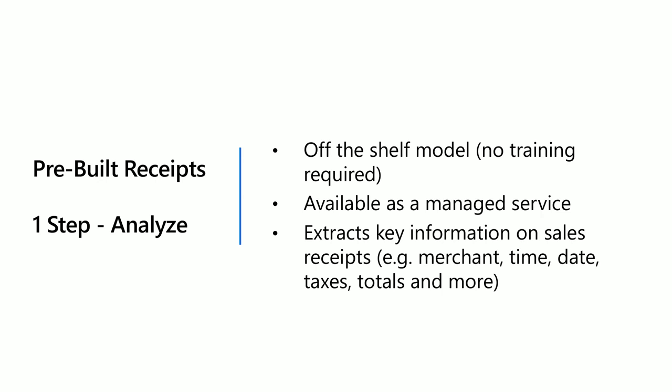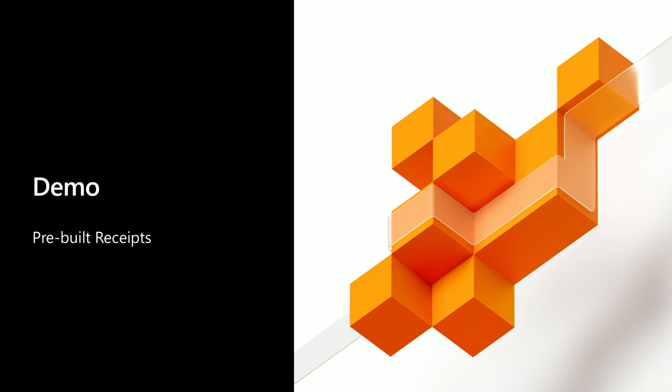So pre-built receipt is just one step. You bring your receipt, you call analyze. It's a pre-built model trained on millions of US sales receipts. It's an off-the-shelf model. You don't need to do any training. You just send your receipt, and it will extract the keys like the total, the merchant, the time, the tips, and all different data from those receipts. And let's see a demo of how this works.